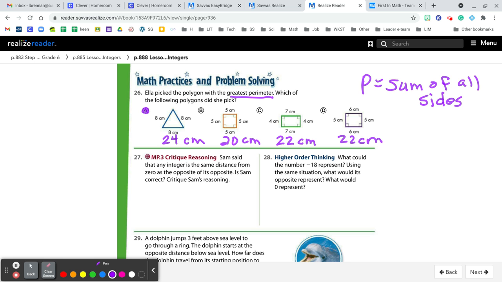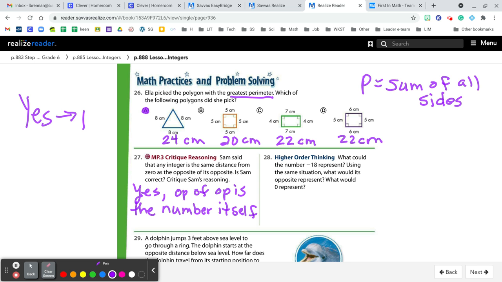Sam said that any integer in the same distance from 0 is the opposite of its opposite. Is Sam correct? Yes, that's true. And explain the reasoning. The opposite of the opposite of the number is the number itself. And you can think, if I say yes, the opposite is no. What is the opposite of the opposite? It's yes. So it's the same thing.